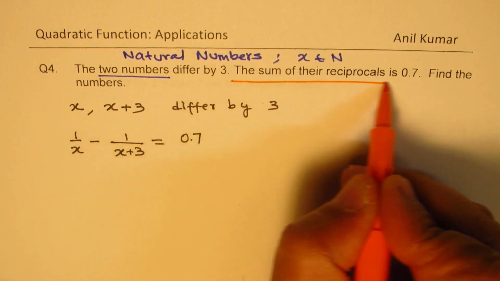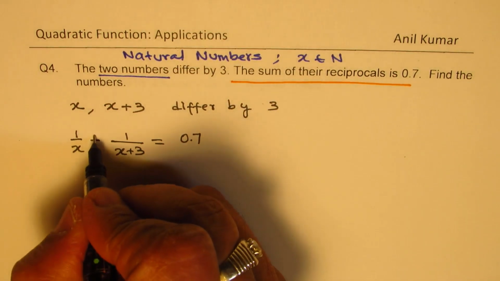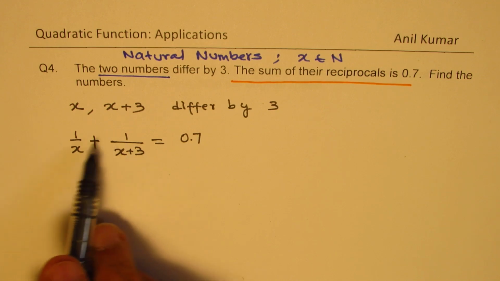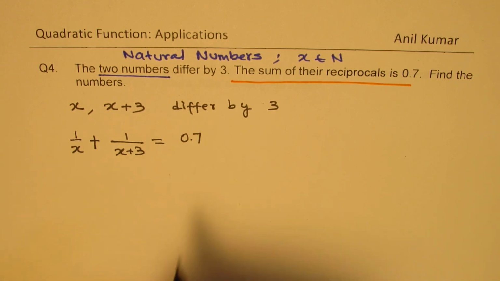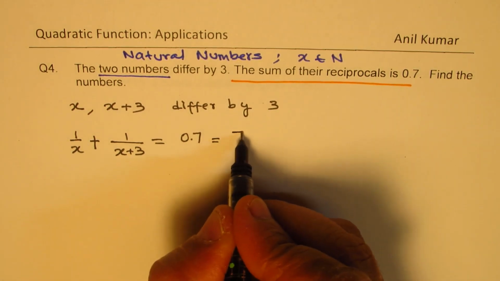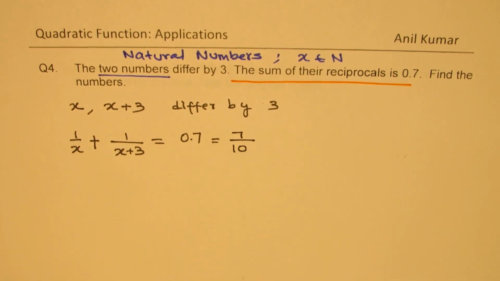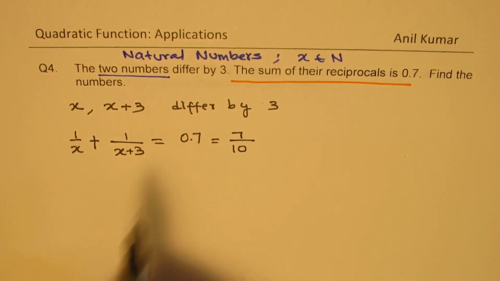Correct? So this is the sum of their reciprocals. Sorry, sum. So that sum is this. So the sum of their reciprocal is 0.7. Now 0.7 can be written as 7 over 10. Clear? It's good to write fractions rather than decimals.